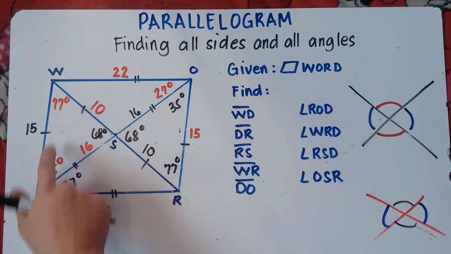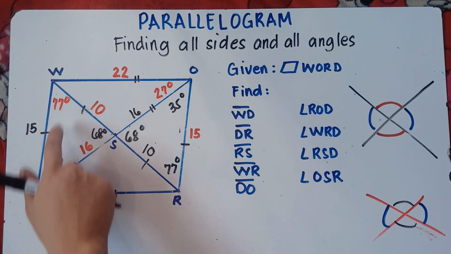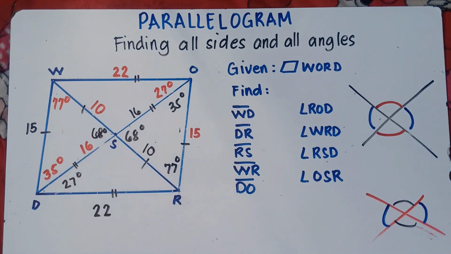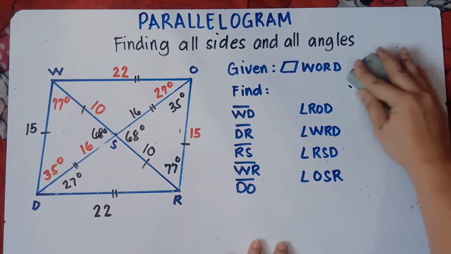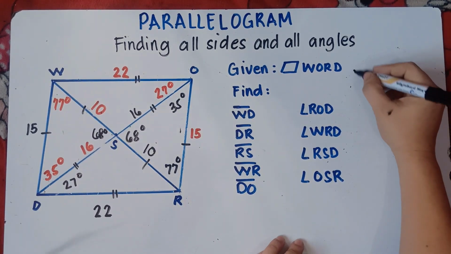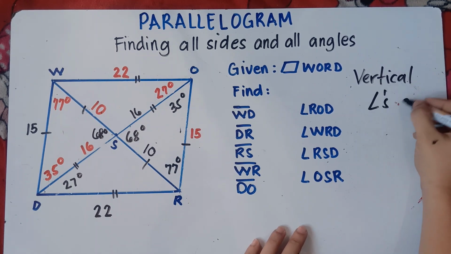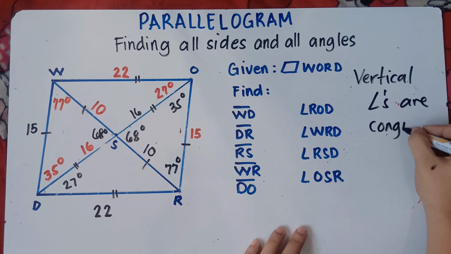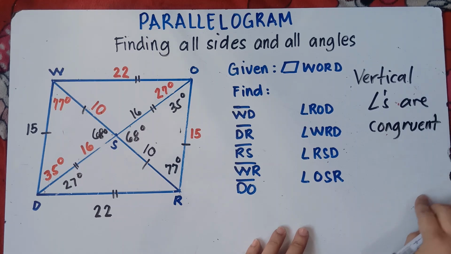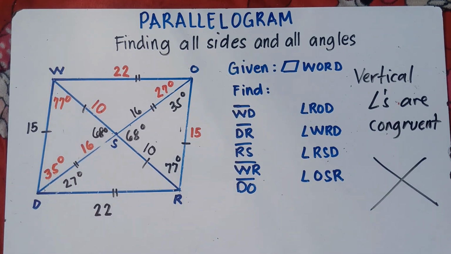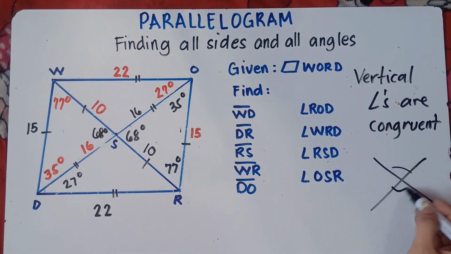Same scenario, class, for this one. 77 plus 68 plus 35. We added that a while ago. That would be equal to 180. So vertical angles are congruent. Alright, so I hope you get this one, class. Always remember this one. Sir, what do you mean by vertical angles? Vertical angles are formed by two intersecting lines. If you have two lines that intersect each other, you form vertical angles, and vertical angles are congruent. This angle is congruent to this angle.